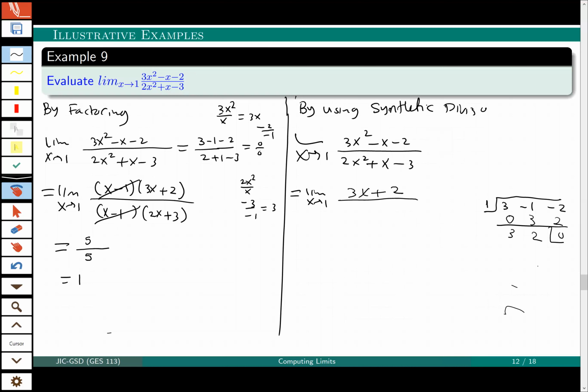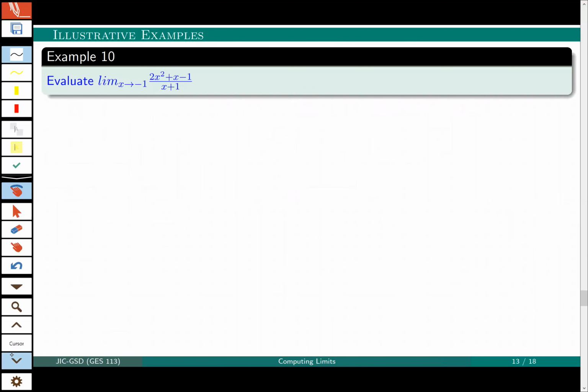When I divide the denominator, so it will be 2, 1, minus 3. If I divide it by 1, 2 plus 0 is 2, 1 times 2 is 2, 1 plus 2 is 3, 1 times 3 is 3, so that will be 0. So that will be 2x plus 3. When you substitute 1, you will get 5 over 5, which is equal to 1 again.